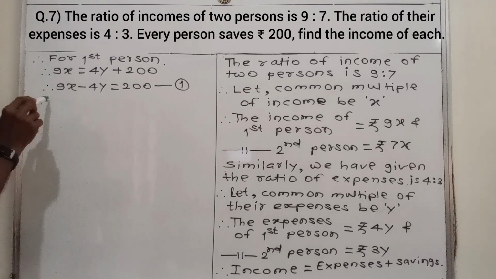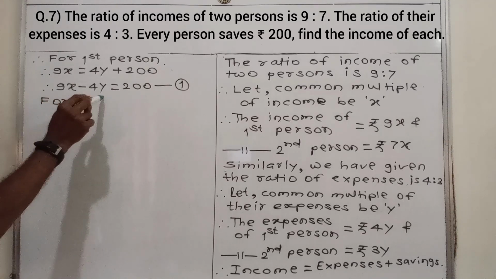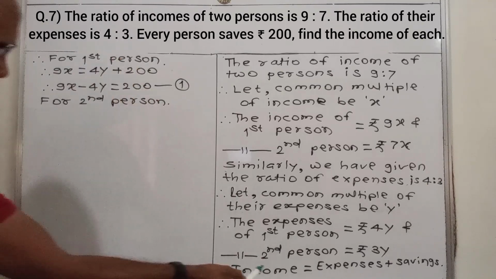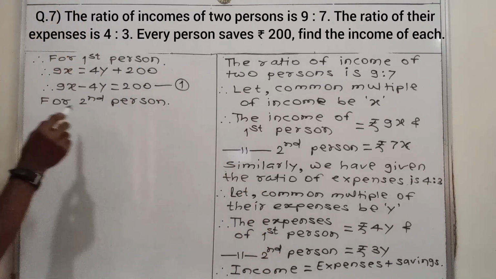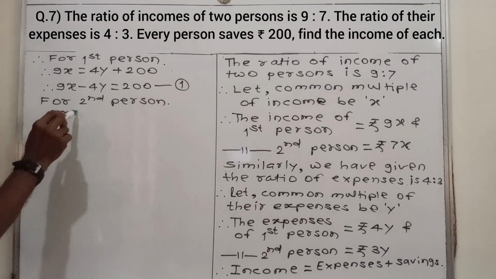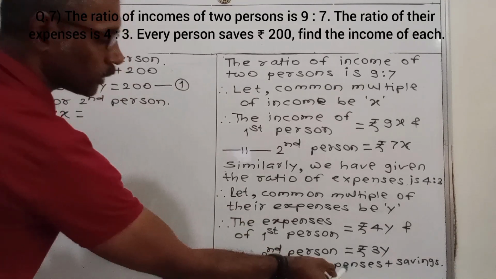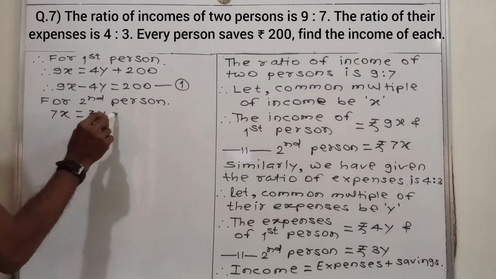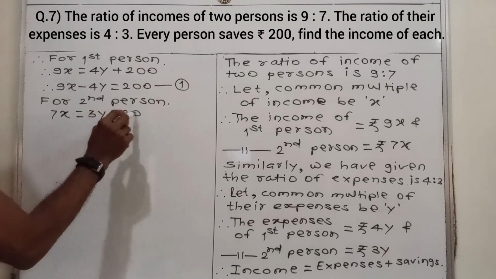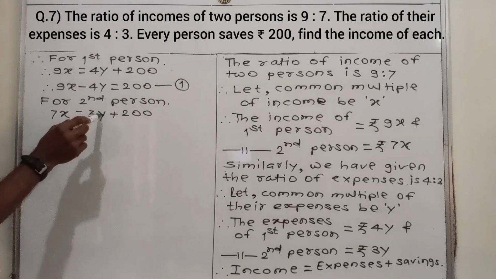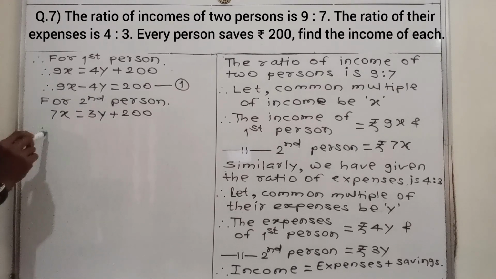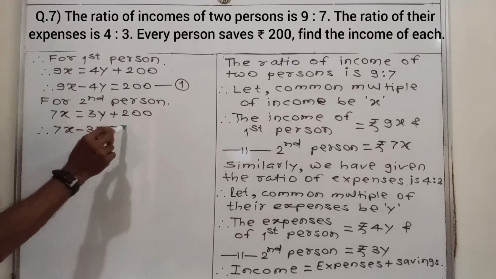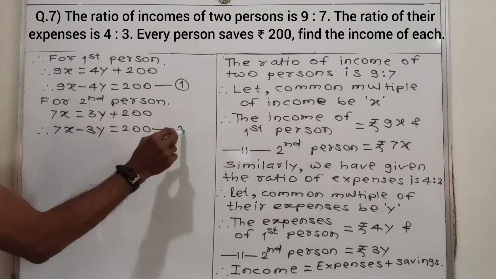Similarly, for second person, okay, same way, income of second person, 7x is equal to expenditure or expenses of second person, and saving same, no, 200. Same way we take 3y to the left side. Therefore 7x minus 3y is equal to 200.